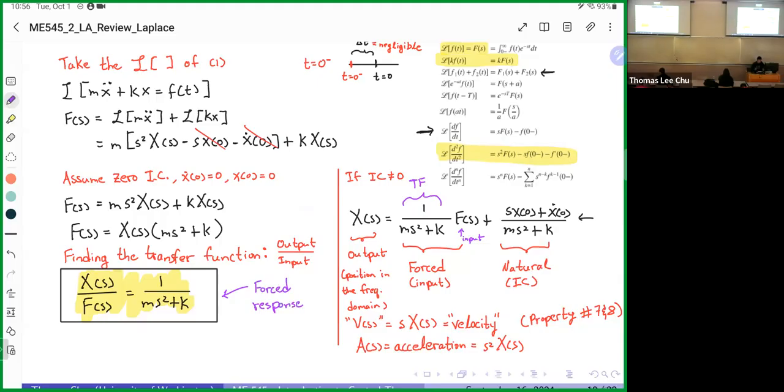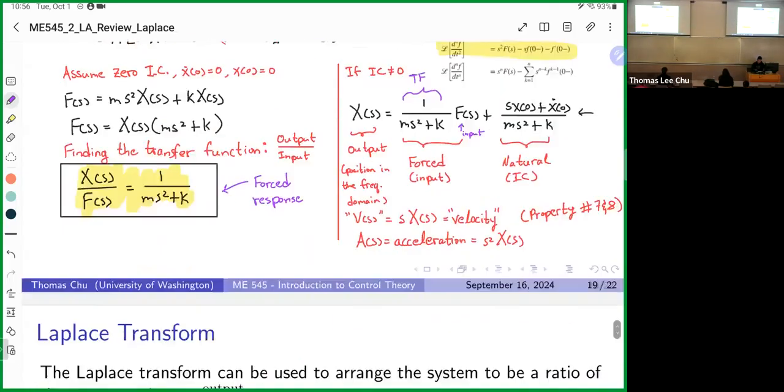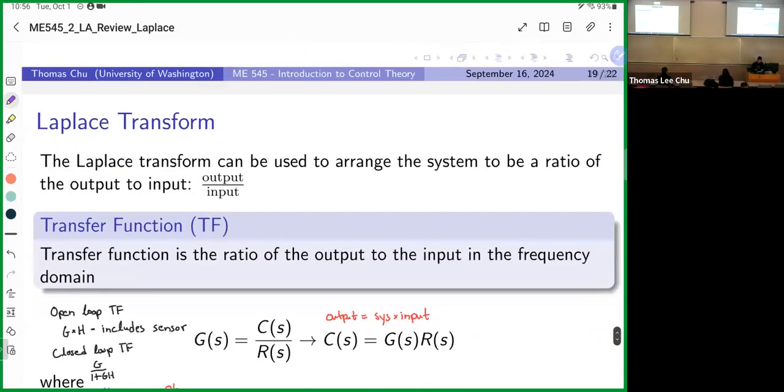It just gets a little bit confusing when you include initial conditions, but basically the transfer function only cares about the input response and not initial conditions.